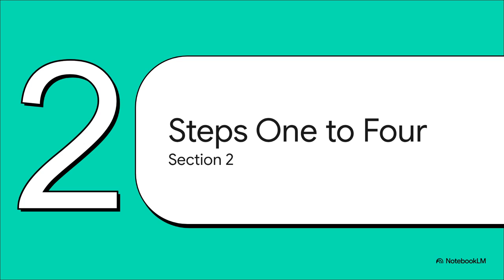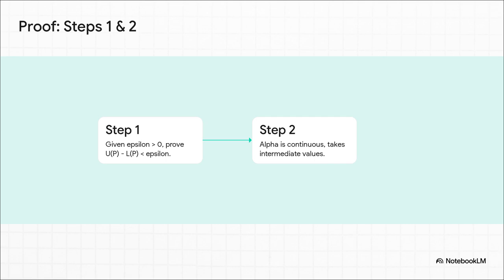Moving right along, section 2, proof steps 1 to 4. Let's get into the formal proof. Step 1. Let epsilon greater than 0 be given. We shall prove that U of P, f, alpha minus L of P, f, alpha is less than epsilon for some partition P of the closed interval a, b. By Theorem 2.2, the integrability criterion, this will imply f is in R of alpha. Basically, हमें बस ये दिखाना है कि upper और lower sums का difference हमारे epsilon से छोटा है.